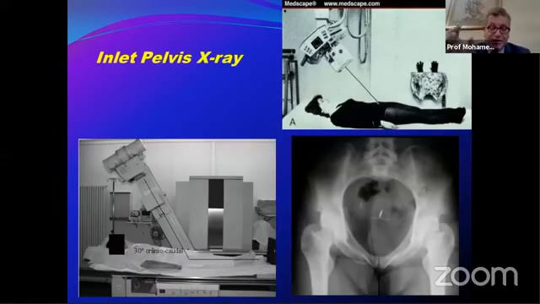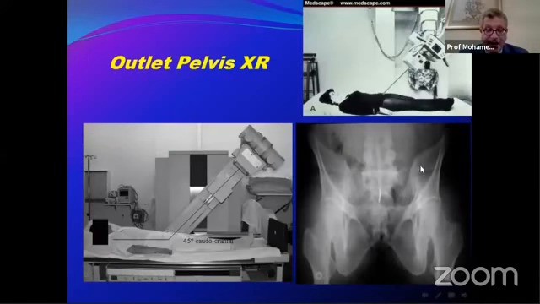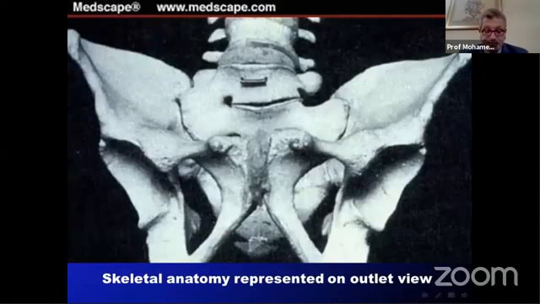The inlet and outlet X-rays. For the inlet view, I direct the beam from cephalad about 45 to 60 degrees, and this is what I can see in it. This is the inlet view. And this is the outlet, directing the beam at 45 to 60 degrees, and this is what I can see, and it's mainly used for diagnosing any symphysial disruption. This is the outlet view.